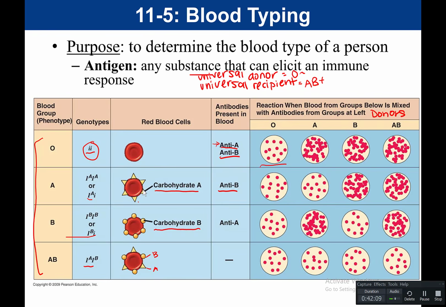So this table you should know. You should know that the universal donor is O negative. The universal recipient, the one that can receive every type of blood, is AB positive. So that you need to know as well. For this slide, you want to know, what does it mean if you're a particular blood type? What does that tell you about your red blood cells? What type of antibodies would be found in their blood? And then what blood types they could receive if given a transfusion.